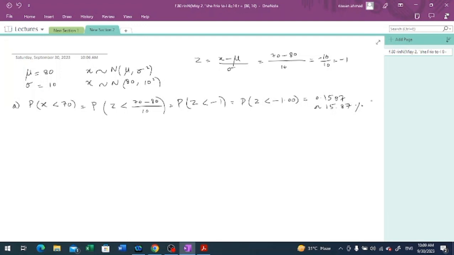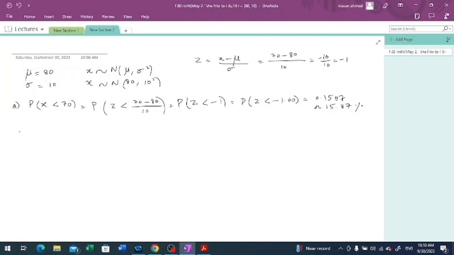How do we interpret this answer? We have selected a student at random and we were asked to determine the probability that that person has a height less than 70. So we can interpret this as there is a 15.87% chance that the randomly selected student has a height below 70.